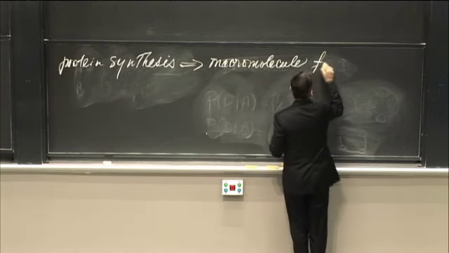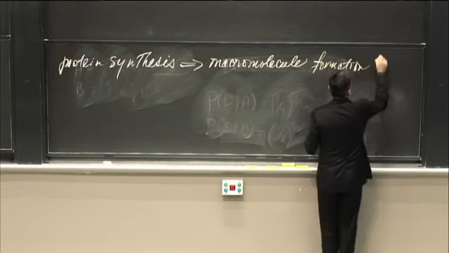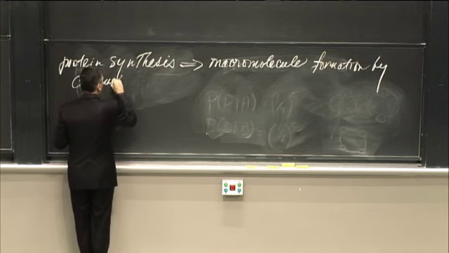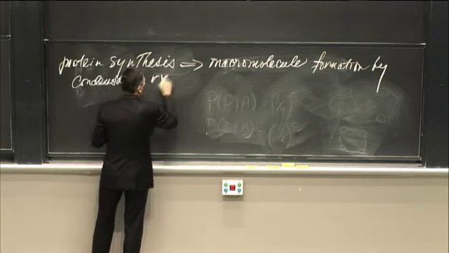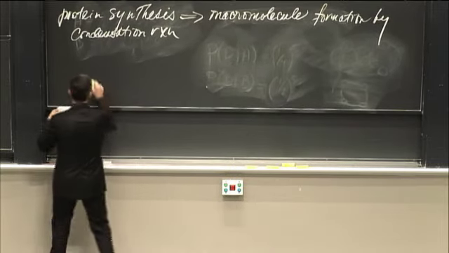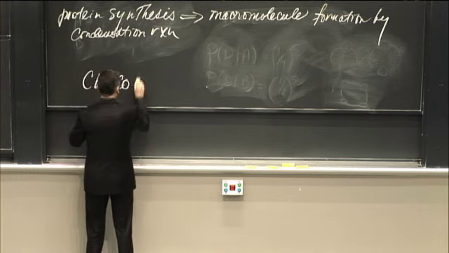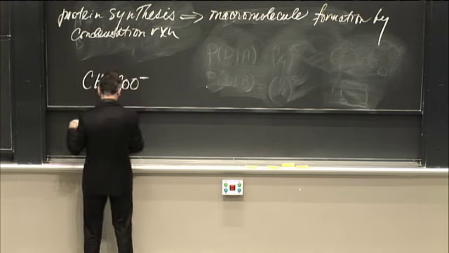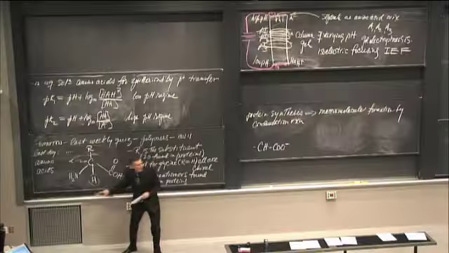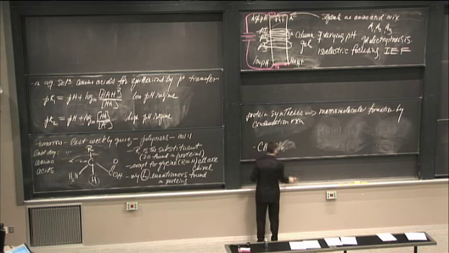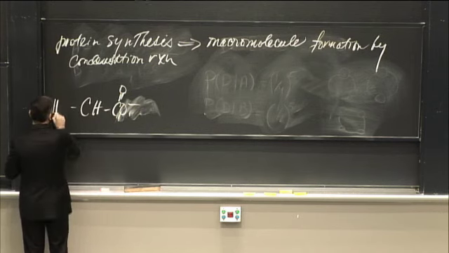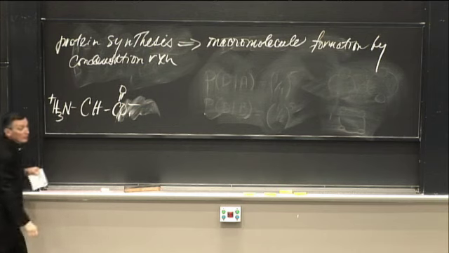Macromolecule formation by condensation reaction. I don't even want to say the word polymerization. By condensation reaction. Okay, so let's look at an example here. And the example will be this. I'm going to write, here's the COO, and then over here, maybe I better show some fine structure. I'll give you a little more fine structure. So we'll put the double bond up here, O minus, and then over here I'm going to put H3N plus. So there's the neutral zwitterion, agreed?